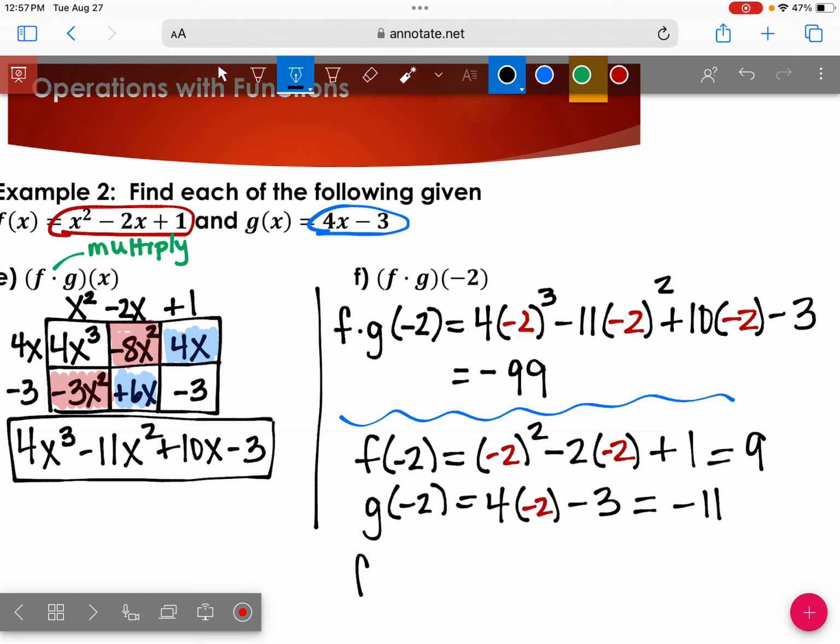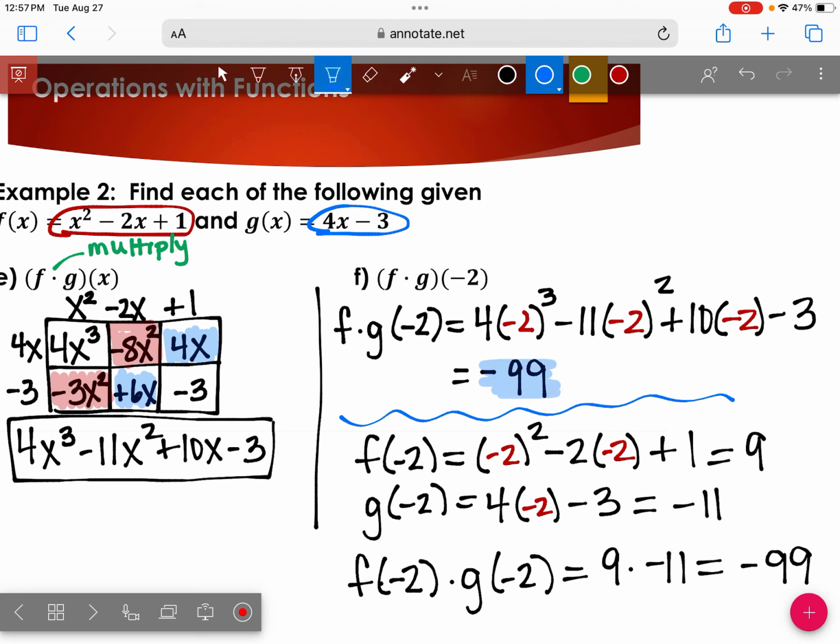All right, so now what we would do is just multiply those two numbers together. So we would just take f of negative 2, and multiply that by g of negative 2, which would be 9 times negative 11, and see we still get negative 99. That's two different ways to get the same answer. I wanted to show you both because on the test, you may not be asked to write the function first. So I just wanted to show you another way to do it.